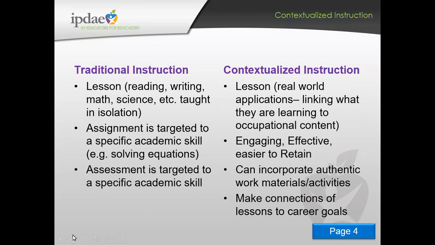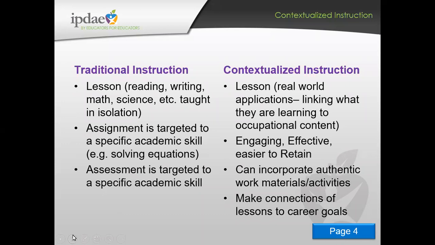It links what they're learning to occupational content. They're not just learning skills just to learn them and then can't apply them to the real world. In traditional instruction, the assignment is also targeted to a specific academic skill. You teach the lesson, you may give them a sheet and say solve all these multiplication problems, okay?